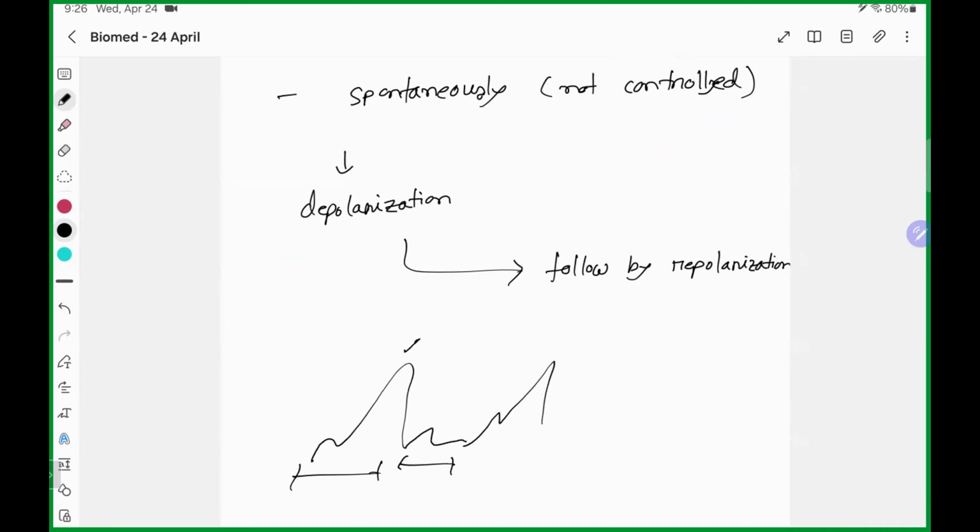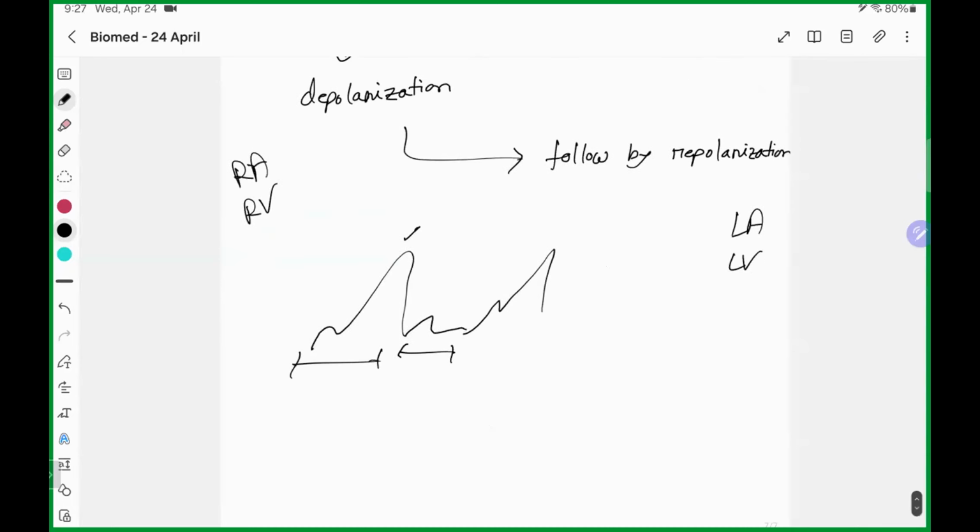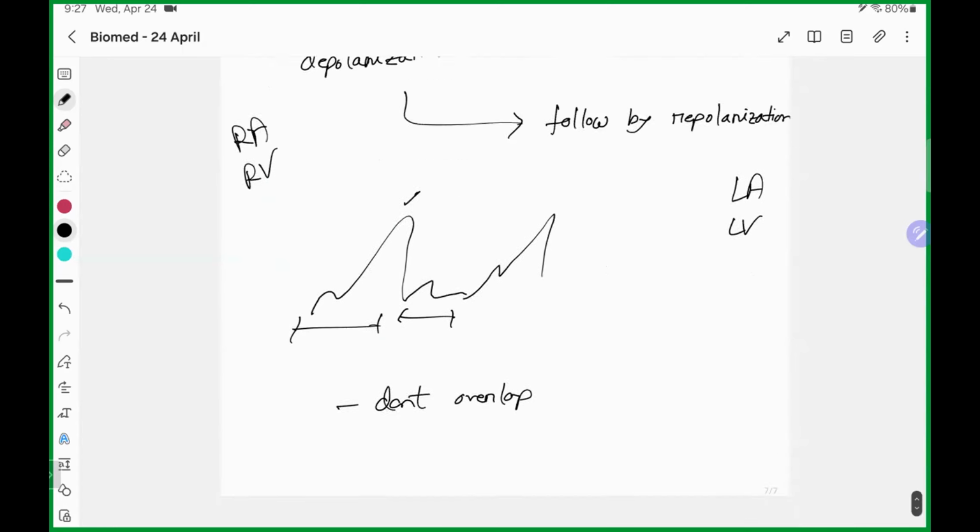Is it clear? So this is happening in the right atrium and right ventricle. These things are happening in the left atrium and the left ventricle. And you see these two processes, they don't overlap. Whatever happens, they cannot overlap. There will always be some delay between these two processes. So first we have a depolarization, and after that, it will be followed by a repolarization.